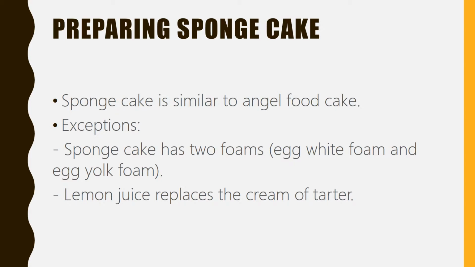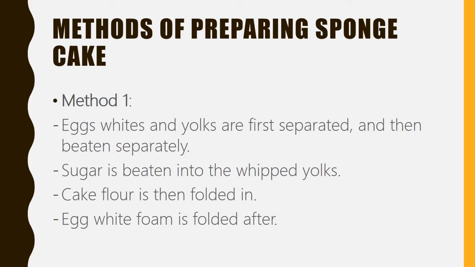Like an angel food cake, a sponge cake is prepared similarly, except there are a few exceptions. Sponge cake has 2 forms, an egg white foam and an egg yolk foam, and also lemon juice replaces the cream of tartar. There are several methods used when preparing a sponge cake.